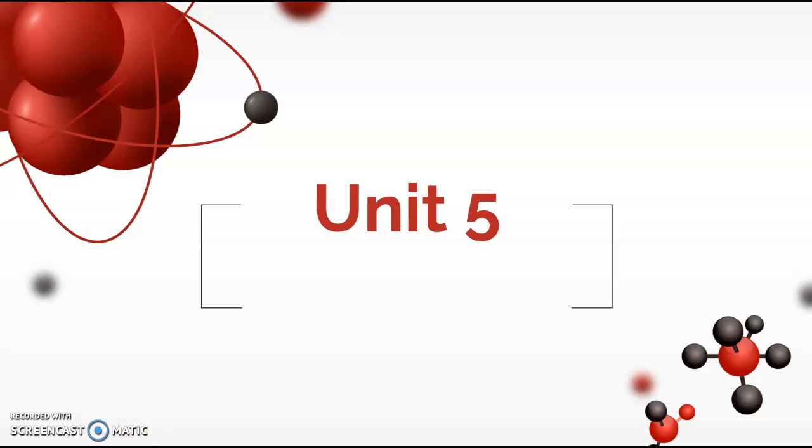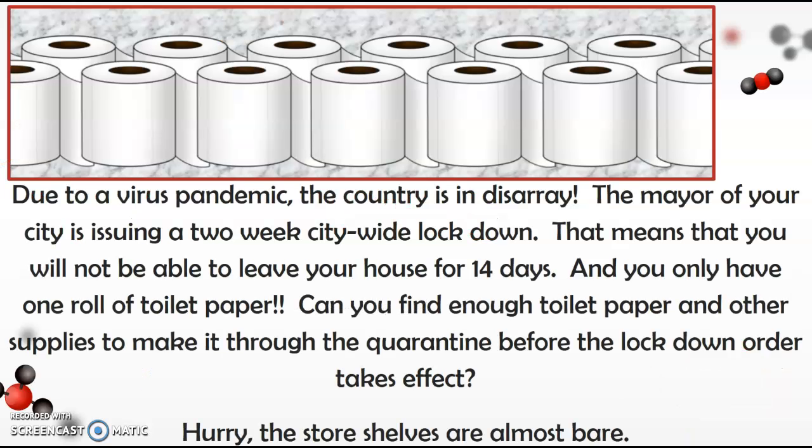Okay, today we're doing Unit 5, the Probability Escape Room. Normally we would do this in a Google form, however, I thought the slides would be a little bit more exciting. So due to the virus pandemic, the country is in disarray. The mayor of your city is issuing a 2-week citywide lockdown.